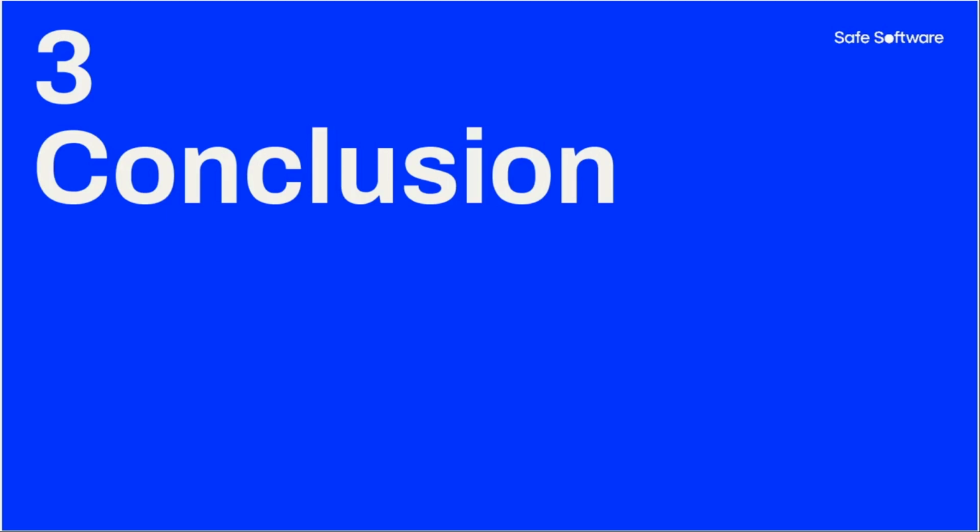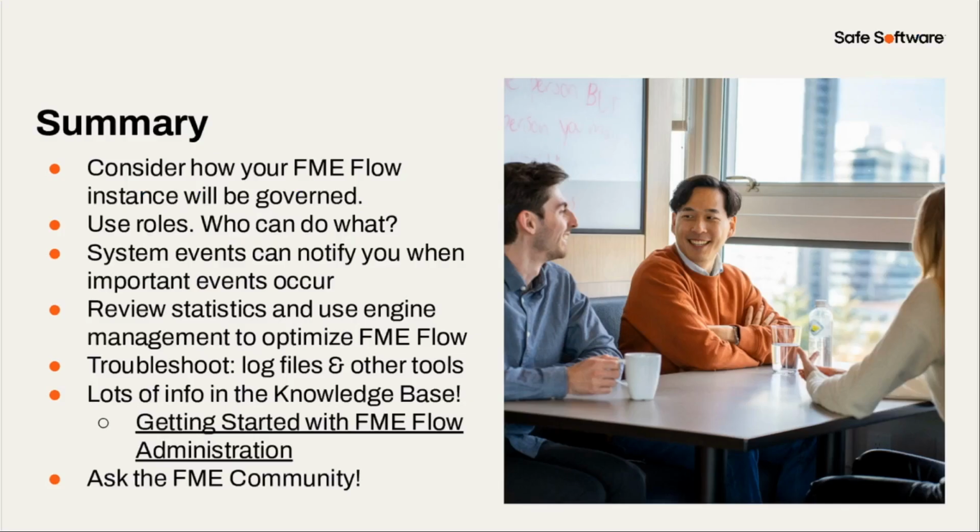Okay, so let's wrap things up so we have time for some Q&A. A big part of FME Flow governance is defining roles, responsibilities, policies, and procedures that Richard talked about earlier that work for your organization. That's going to help keep your FME Flow server clean and operating well, especially using roles, knowing who can do what, and managing permissions at the role level instead of the individual user level. System events can notify you when important events occur, and reviewing statistics through dashboards and analytics can help you use engine management to optimize your FME Flow instance.